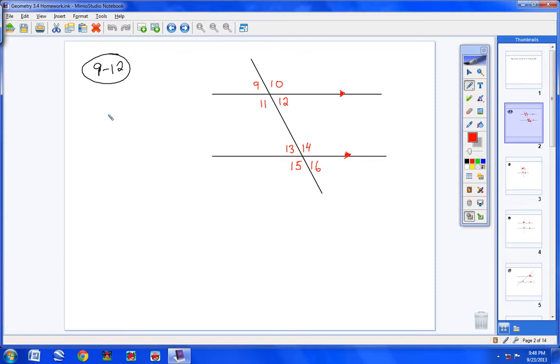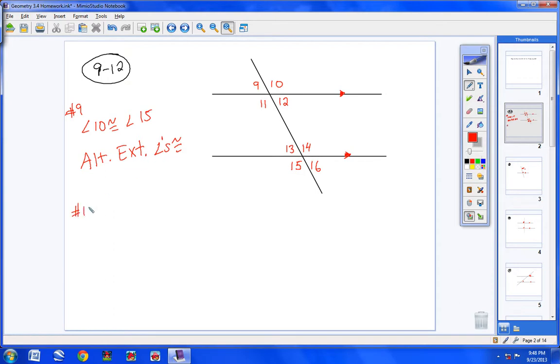For example, number 9. Number 9 says angle 10 is congruent to angle 15. Let's take a look at angle 10. Here's angle 10. Here's angle 15. Well, they're both on the exterior. They're both on opposite sides of the transversal. So I would simply say, how do I know 10 is congruent to 15? Alternate exterior angles. See how easy this is? Angles, congruent. That's all you got to write. That's it. Alternate exterior angles are congruent.